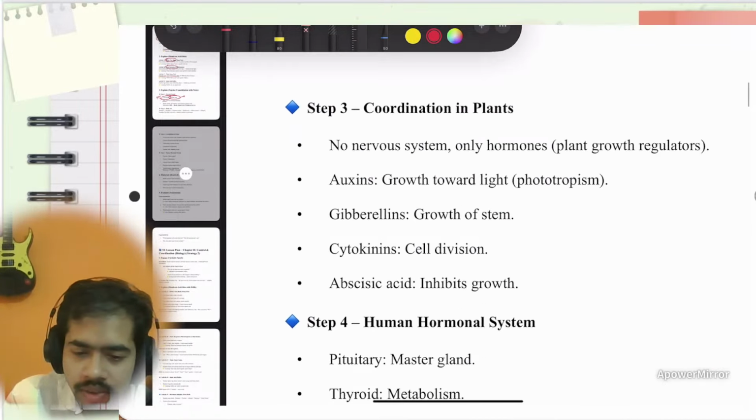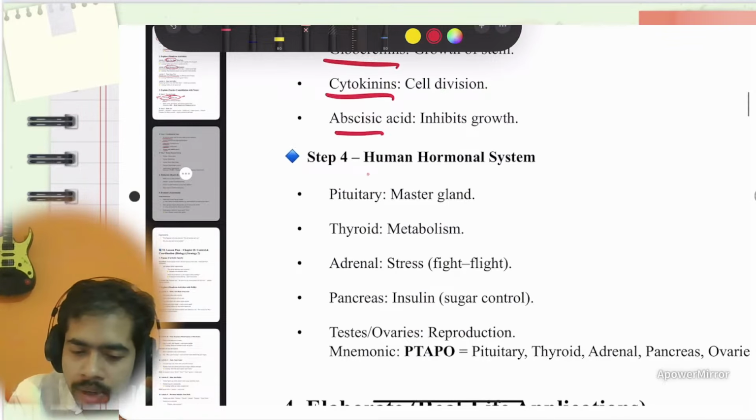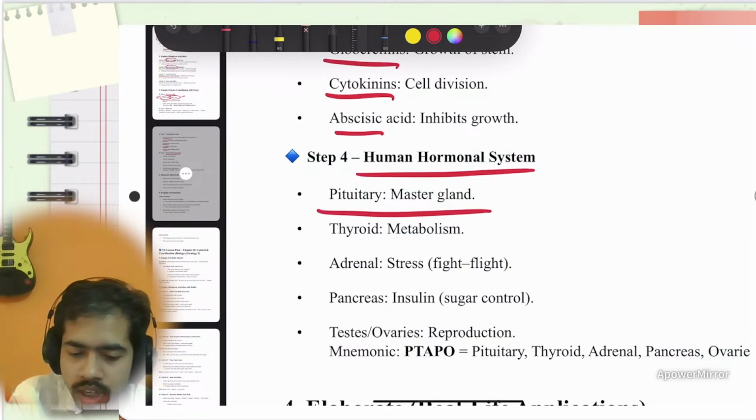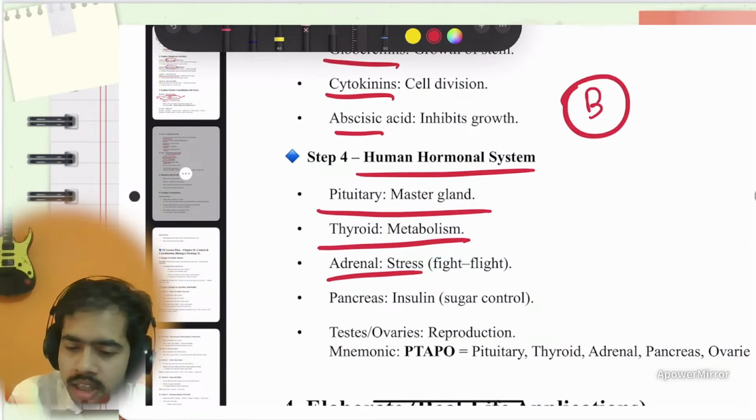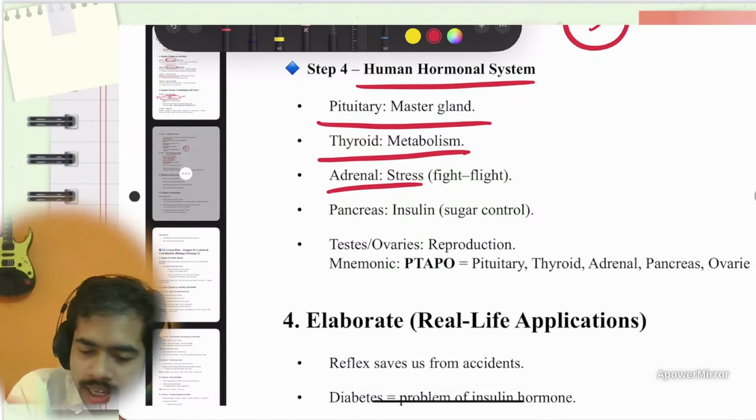Then, for example, coordination in plants. They don't have a nervous system, but how do they do coordination? Then we'll explain about hormones in plants. In the same way, the human hormone system, that is pituitary, thyroid. So we have to explain these things to them. And then we can make an activity.